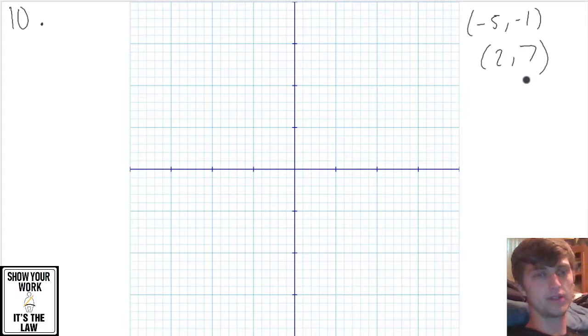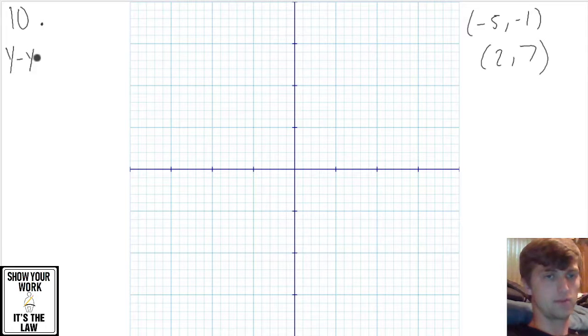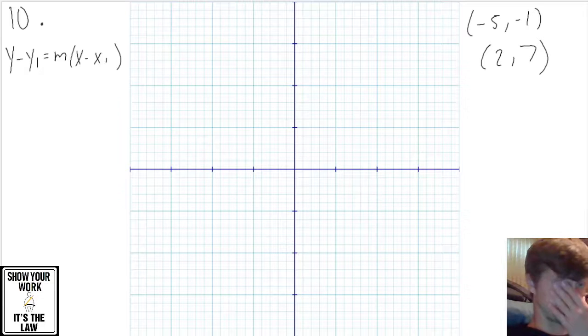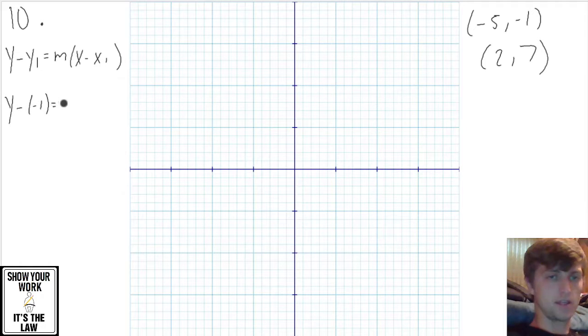Let's do this one a little differently. Hopefully I don't confuse you. Let's go ahead and use point slope form. So y minus y1 equals m times x minus x1. And let's use the first set of points to fill in our y1 and x1. First y is -1 equals m times x minus our first x, which is -5.